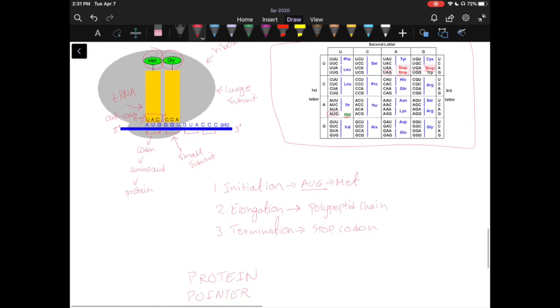So what I'm trying to say here is that in translation, the sequence of amino acids will specify the specific protein that will form, and basically how that protein will fold and whatnot. So when we're going through translation, it is very important that we have the correct sequence of amino acids, or else it will completely code for something different.